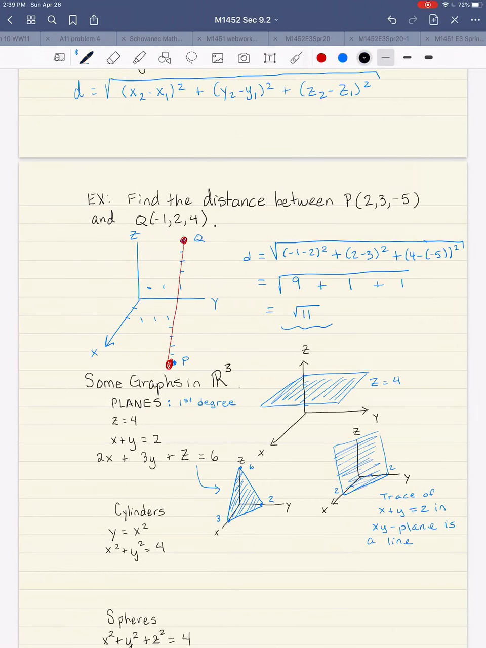Any other graph in 2 dimensions becomes what's called a cylinder in 3, where the cylinder doesn't have to be closed. For instance, the cylinder y is equal to x squared. Y is equal to x squared is a parabola that opens up about the y-axis. So y is equal to x squared in the xy plane does something like this. And now make that into a cylinder like that.